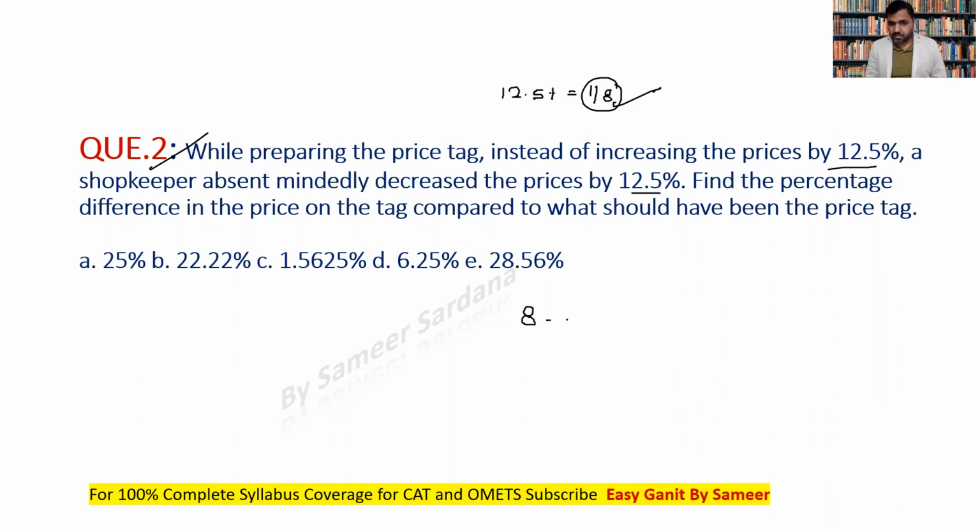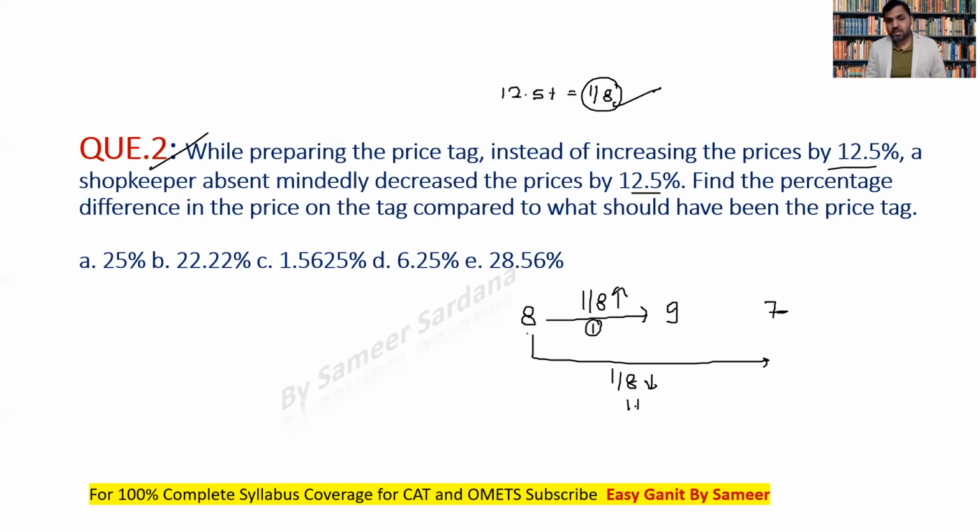Now, the shopkeeper wants to increase the price by 1 by 8. That means the shopkeeper wants the price to get increased by 1 by 8. That means the price that he wants to write down on the price tag should be 1 by 8 more than 8. That means it should be 9. 1 by 8 of 8 is 1, so it should be 9. But absent-mindedly, he decreases the price by 1 by 8. Now, when he decreases the price by 1 by 8, that means he actually writes it down as 7. Right? So a 1 by 8 increment is an increment of 1.